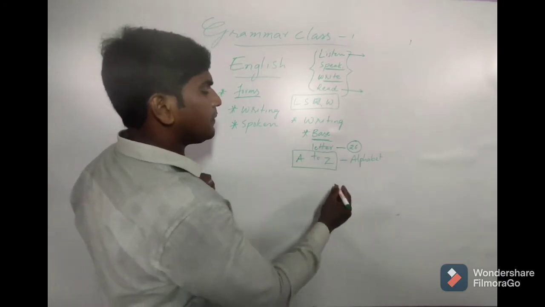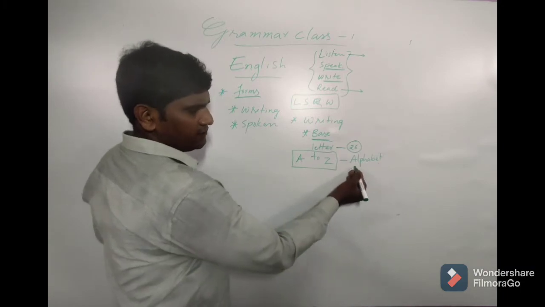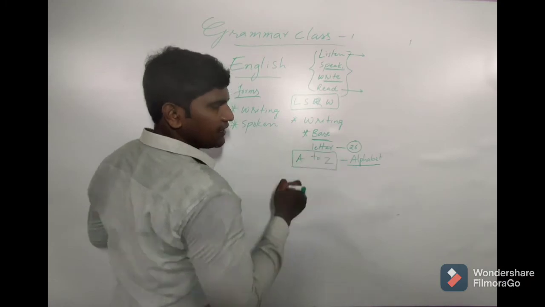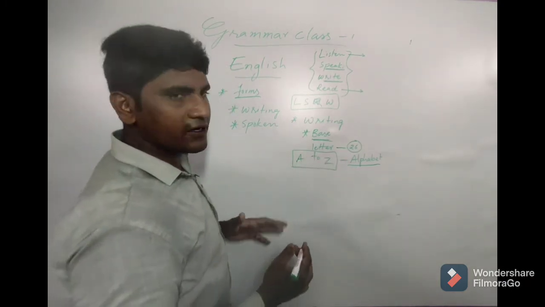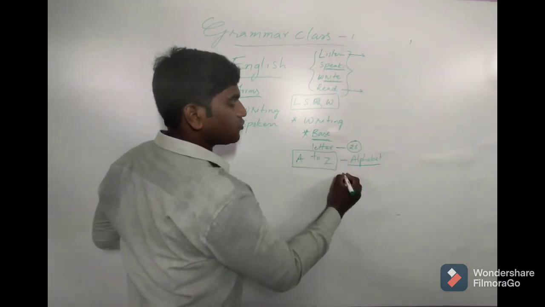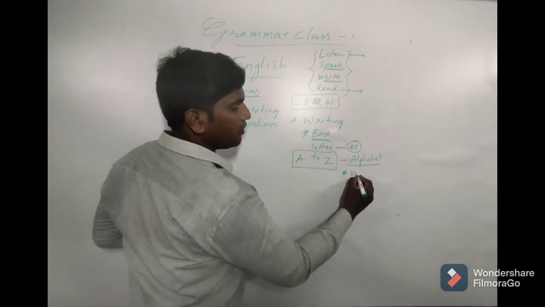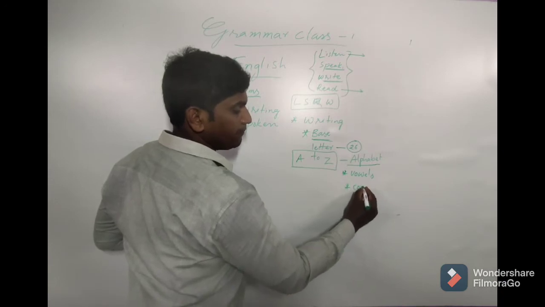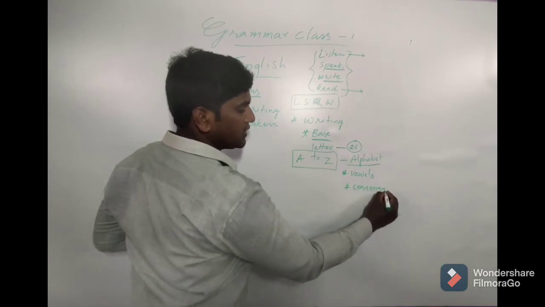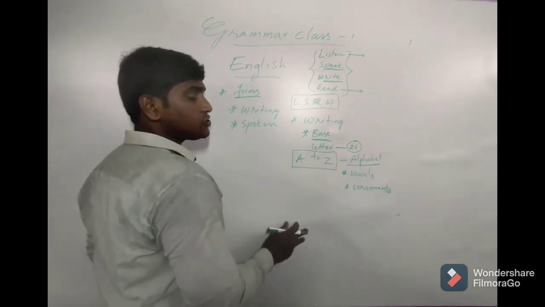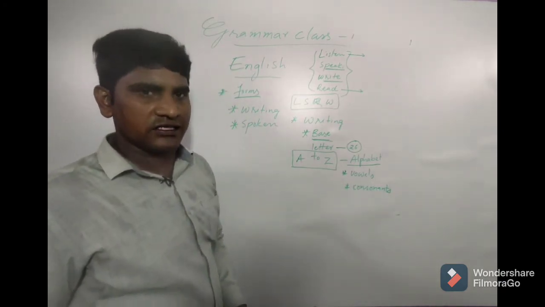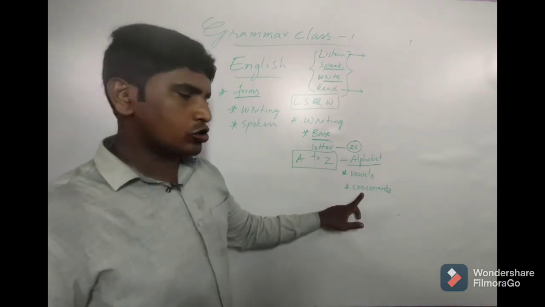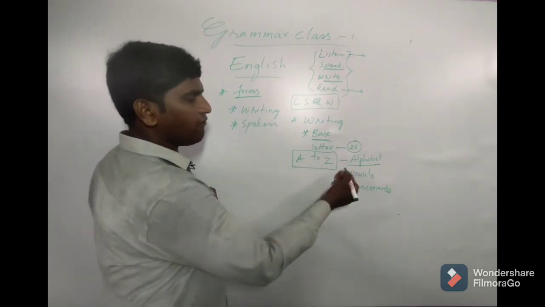But the alphabet, the set of 26 letters, is further divided into two groups. They are vowels and consonants. Vowels and consonants. We have to pronounce it carefully, right? Vowels and consonants. Okay, we are aware of all this.